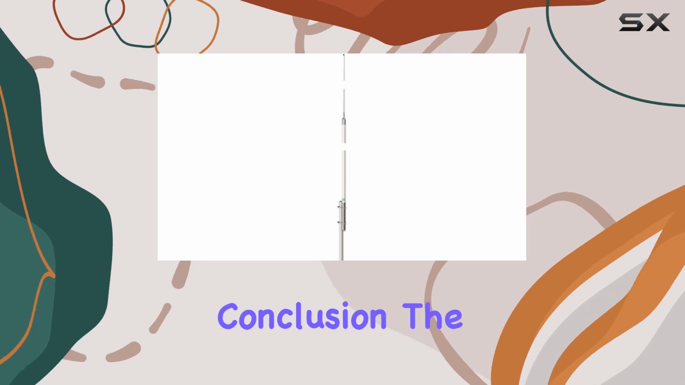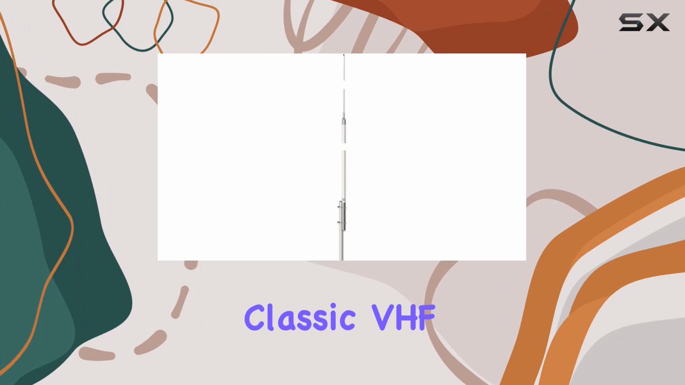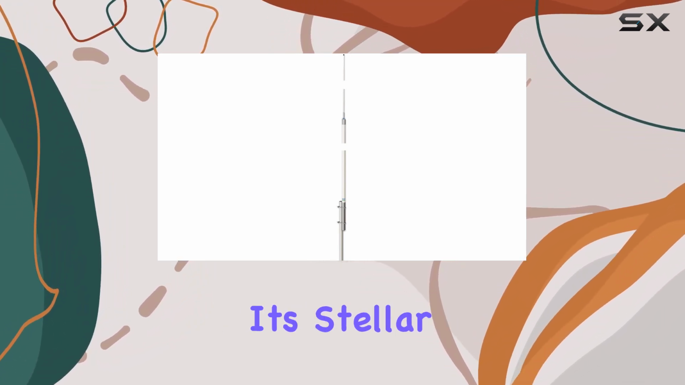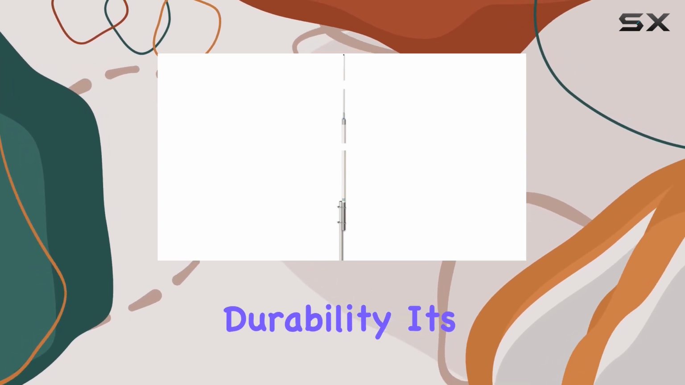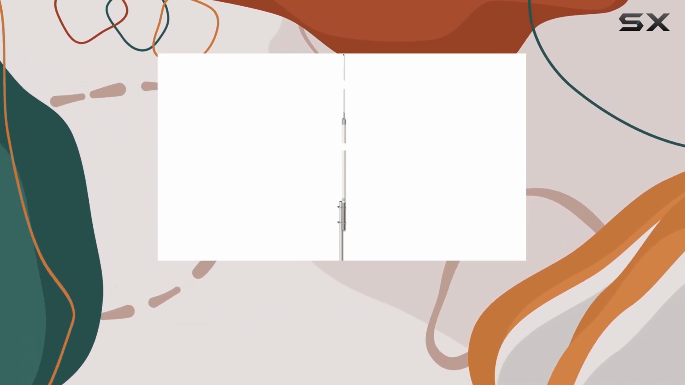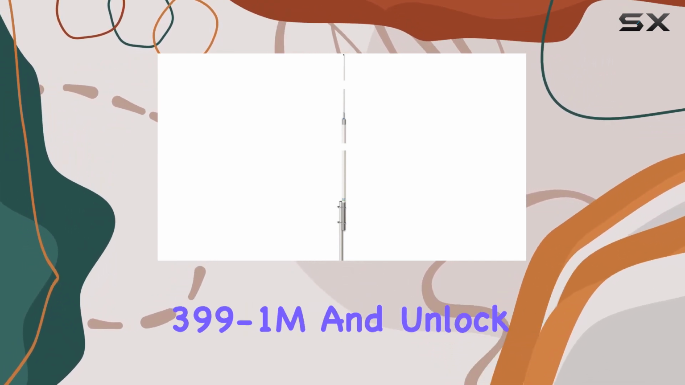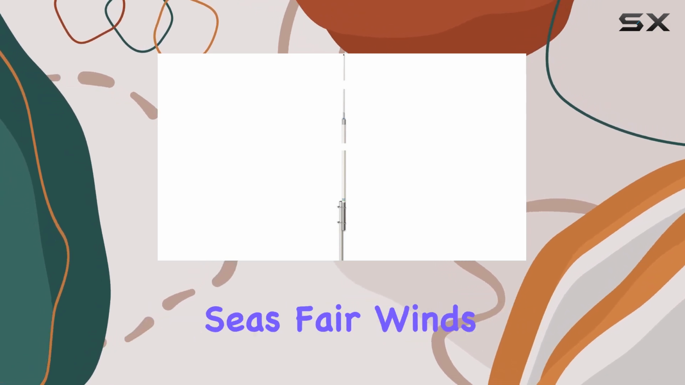In conclusion, the Shakespeare 399-1M 9 feet 6 inches classic VHF antenna is a must-have for any serious mariner. With its stellar performance, easy installation, and rock-solid durability, it's a game-changer in marine communication. So why settle for anything less? Upgrade to the Shakespeare 399-1M and unlock superior communication on the high seas.